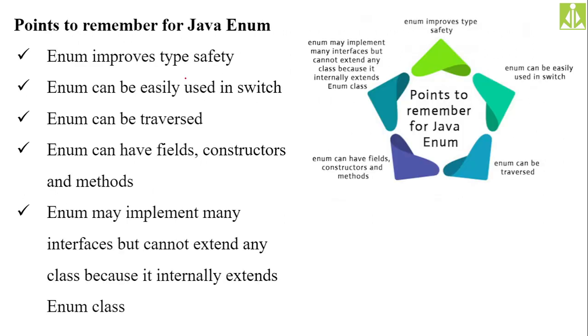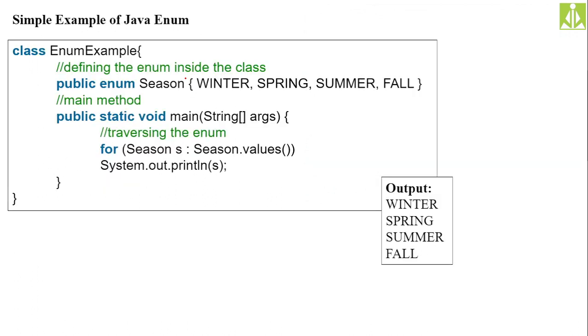Okay, so points to remember for Java's enum. Enum improves type safety. Enum can be easily used in switch. Enum can be traversed. Enum can have fields, constructors, and methods. Enum may implement many interfaces but cannot extend any other class, because it is internally extending the Enum class. Because of that reason it cannot extend any other class, rather it can implement other interfaces.